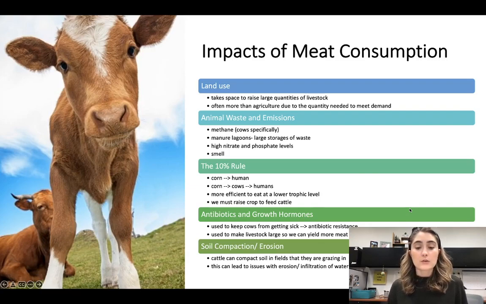And then the last thing, of course, is soil compaction and erosion. If you have a lot of ungulates or hoofed animals all in one given area, all trampling on the soil, on the ground, that's going to lead to compaction of the soil, which is going to lead to issues with erosion as well as infiltration of water into the soil. And then possibly a decrease in biodiversity if they're killing some of the natural grasses or producers that live in that area.